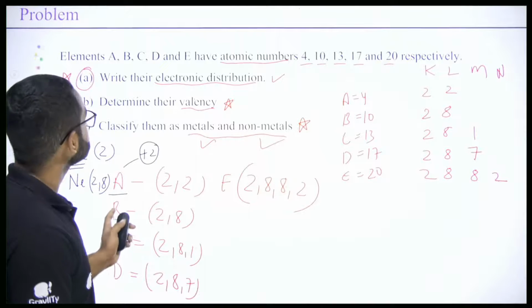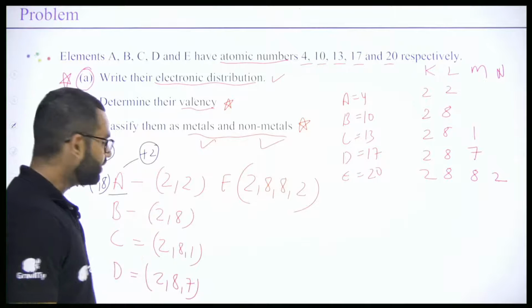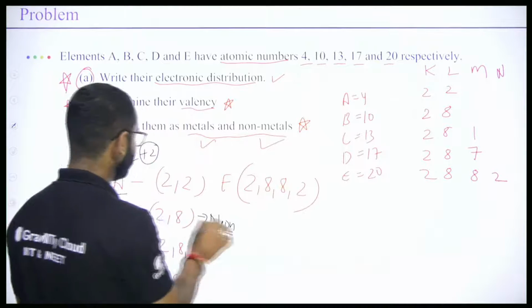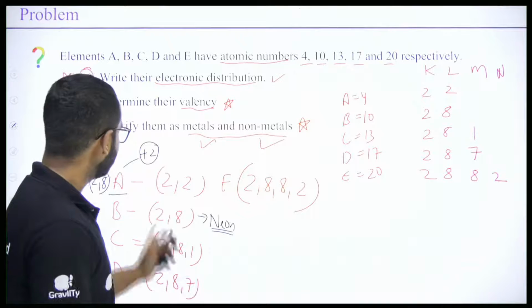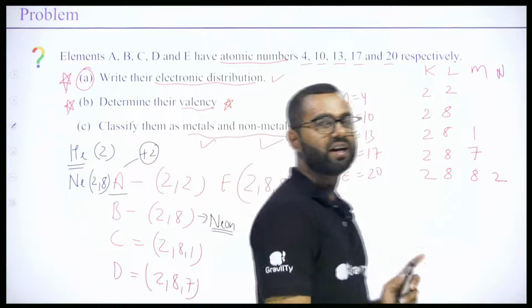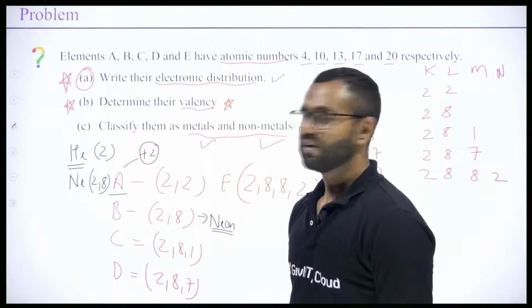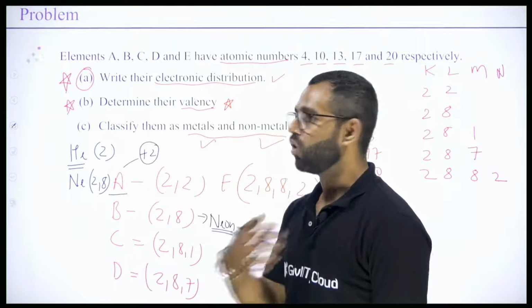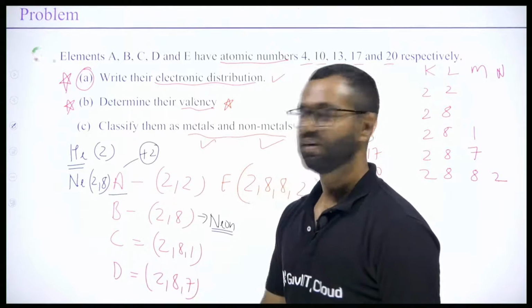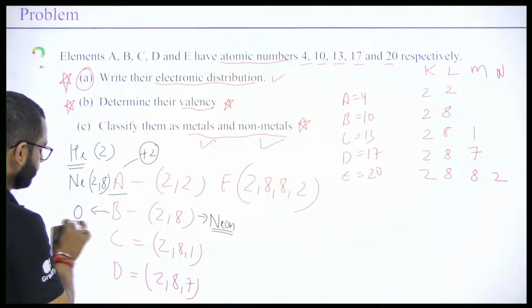B has 2, 8. So B is neon only, right? B is neon because it has electronic configuration 2, 8. So B has already 8 electrons in the valence shell. That means B will not lose the electron, it will not gain the electron, it will not share the electron. So that means valency of B is 0.